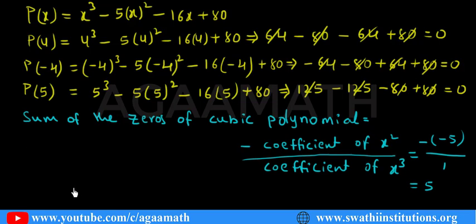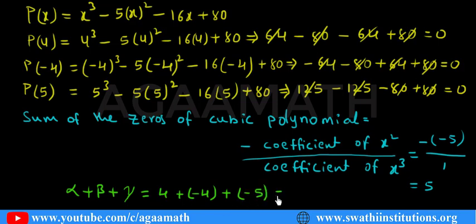That is alpha plus beta plus gamma. Alpha plus beta plus gamma equals minus coefficient of x square, and all this we got 5, right? So let us take one is a 4 plus minus 4 plus minus 5.